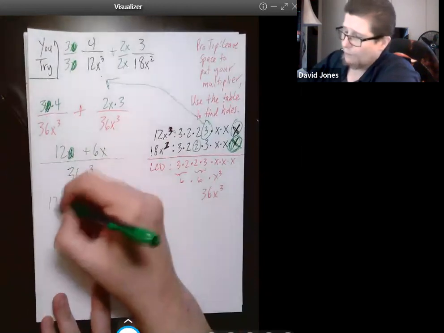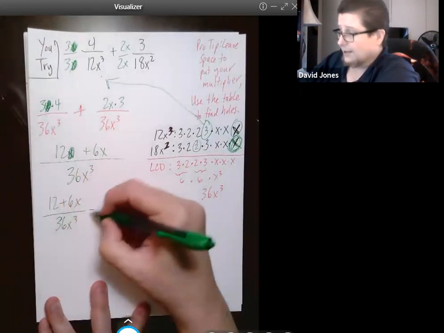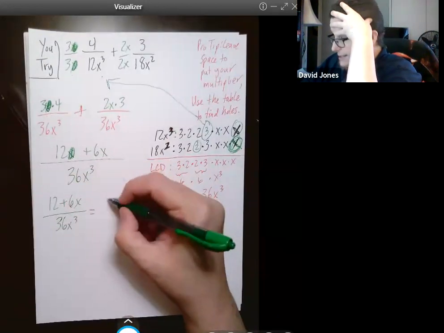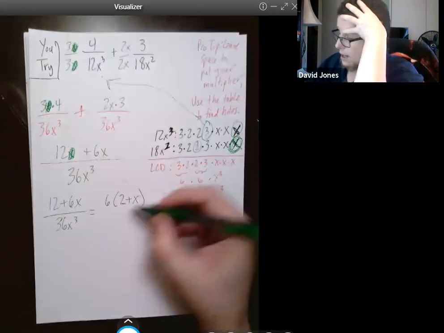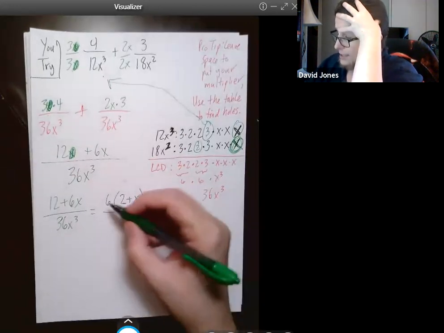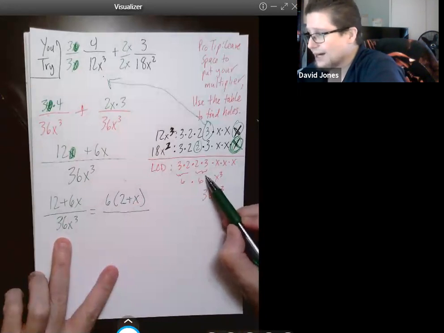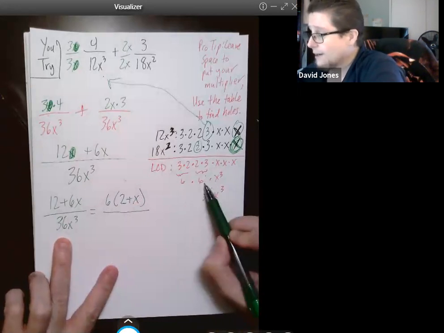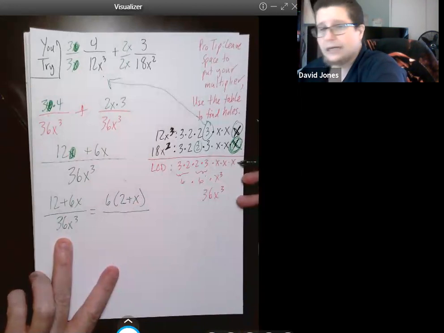So I've got 12 plus 6x over 36x cubed. It looks like the top I can factor out a 6, right? This becomes 2 plus x. And I've already factored the 36, so you don't have to do it again. Notice I've got a 6 times 6. So if you've already got the LCD factored out, you don't have to redo it. Just take the row that you had there and use what you need.